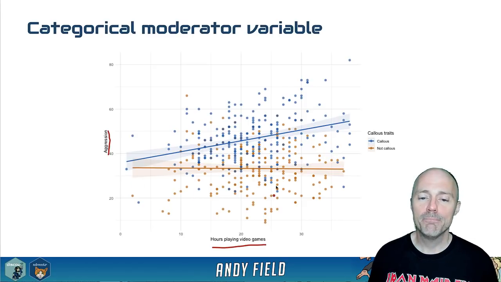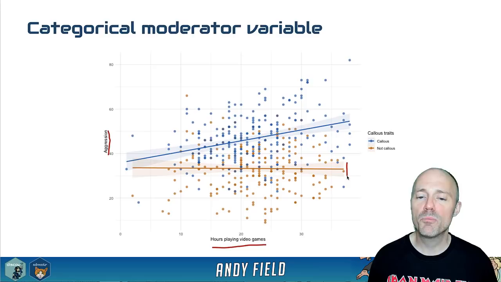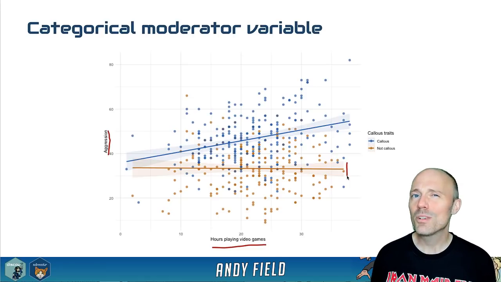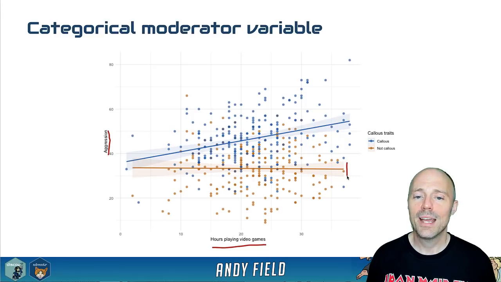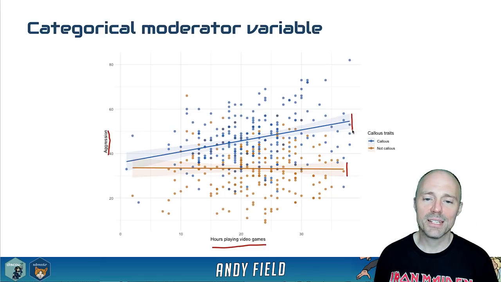So what you can see, if we look at the non-callous group first, that's represented by the line at the bottom, and it's a pretty flat line. What that means is, as the number of hours playing video games increases, levels of aggression don't change. The line's pretty much completely flat. So this is telling us there's almost a zero relationship between video gaming and aggression for those who have no callous unemotional traits. Now let's look at the group that has callous unemotional traits, and the summary of their data is the line at the top, which is sloping upwards.